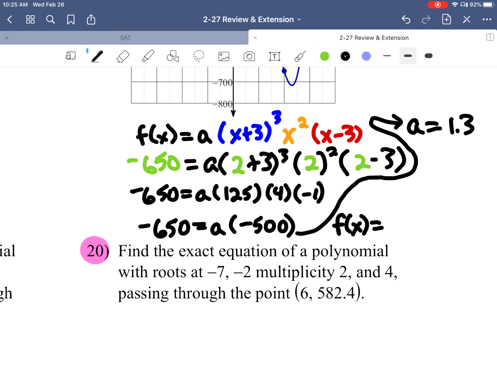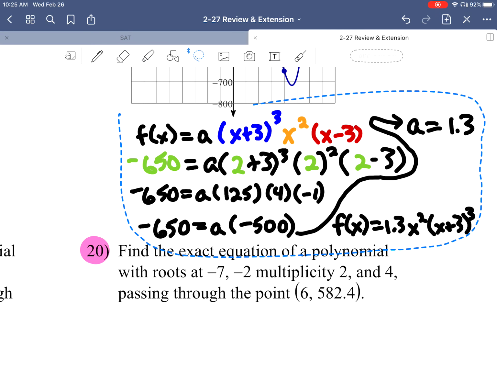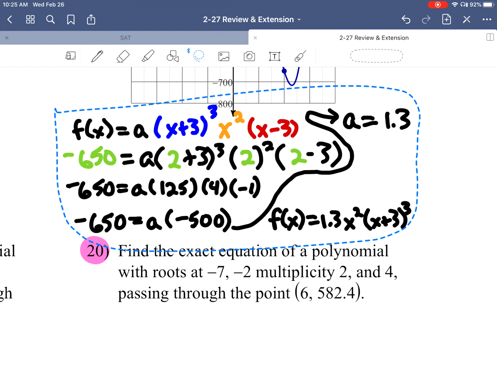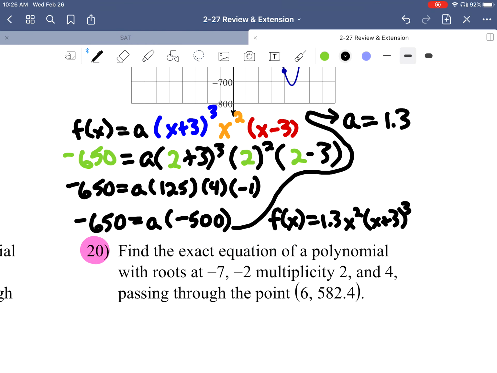F of x is equal to 1.3. And I'm going to do my x squared next. And then x plus 3 cubed. And I sure am glad I have the ability to move things around. I'm sorry, I know you don't on your paper, but it sure does help me. And x minus 3. And that is my solution.